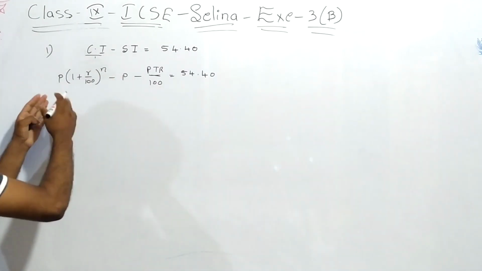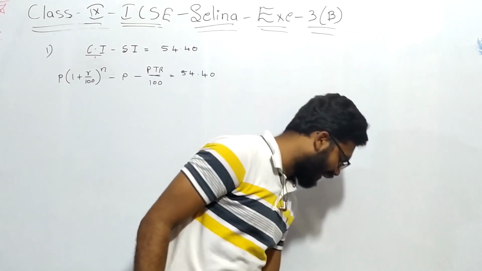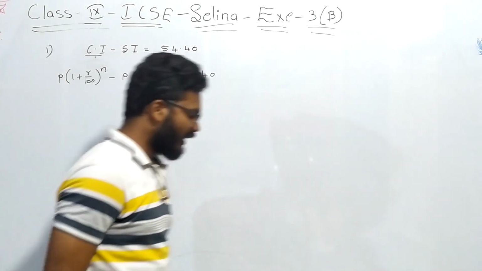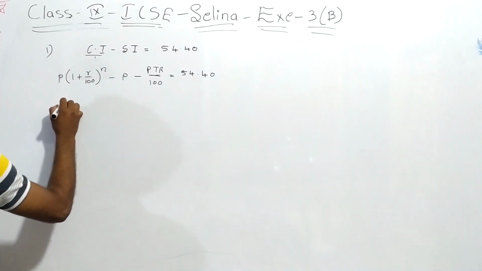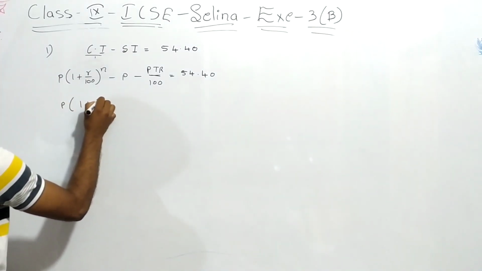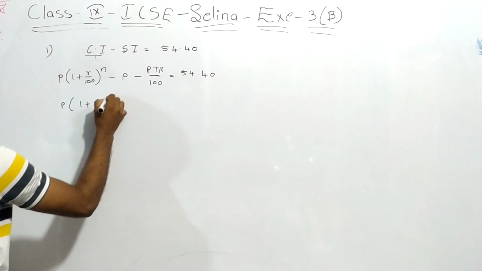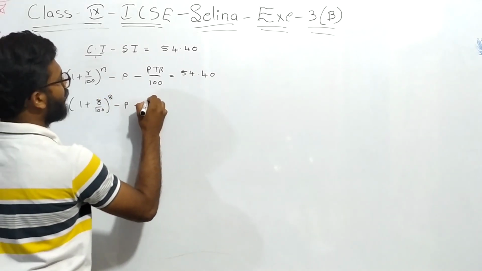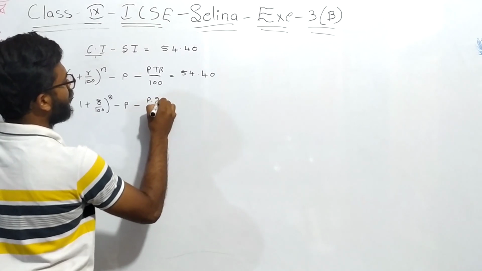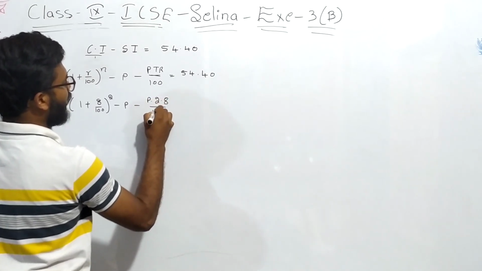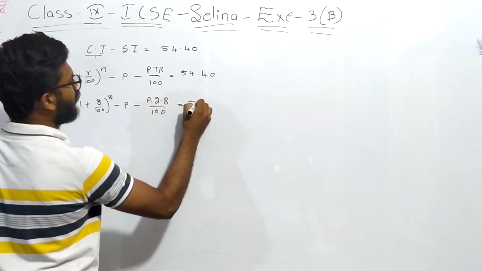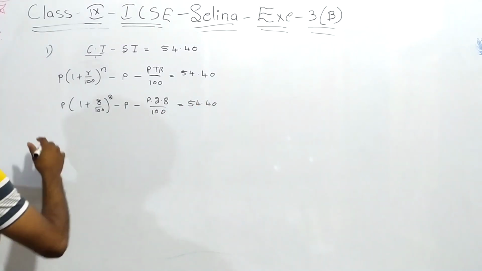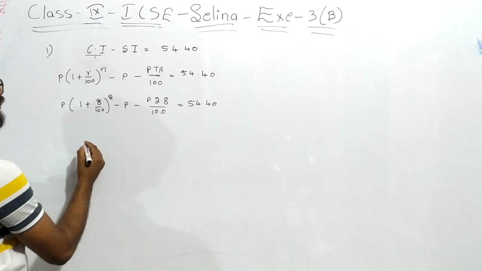So they give this. And what are R and N? We have to find P, right? So R is 8% and time is 2 years. So P into (1 plus 8 by 100) whole square, minus P, minus PTR by 100, so P into 2 into 8 by 100, is equal to 54.40.